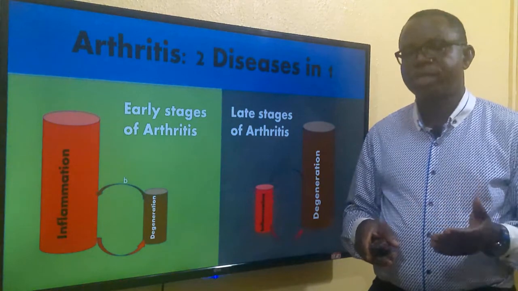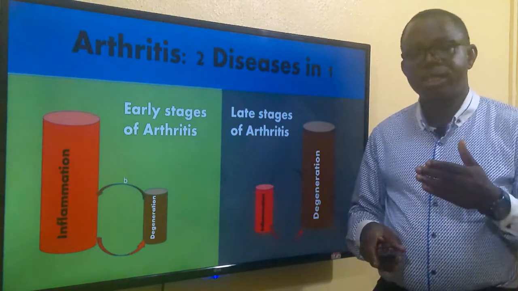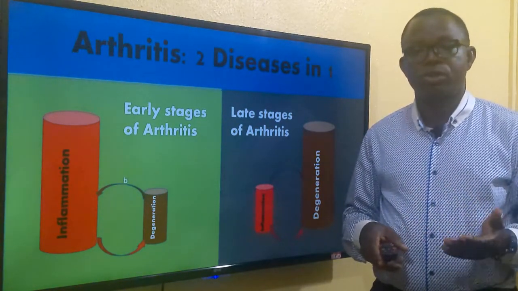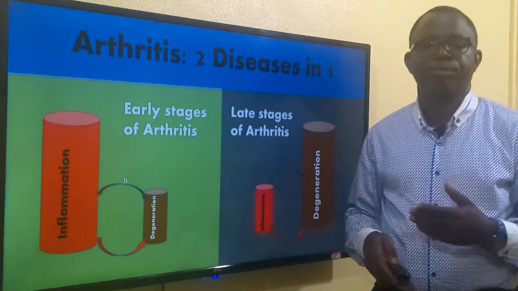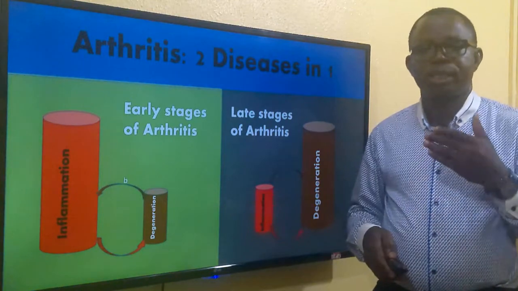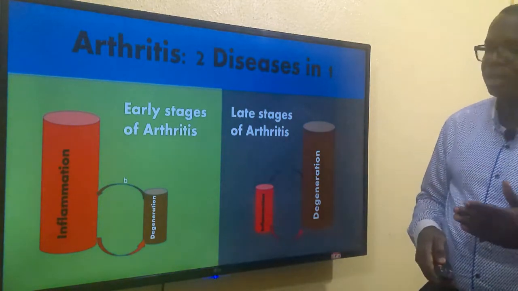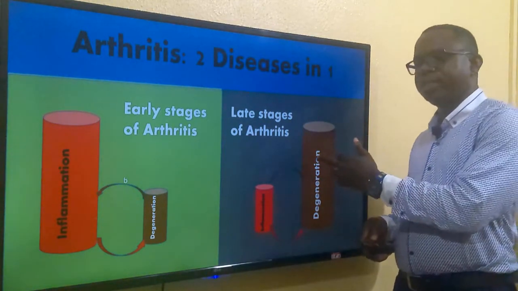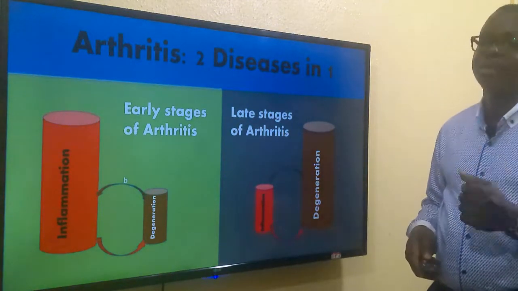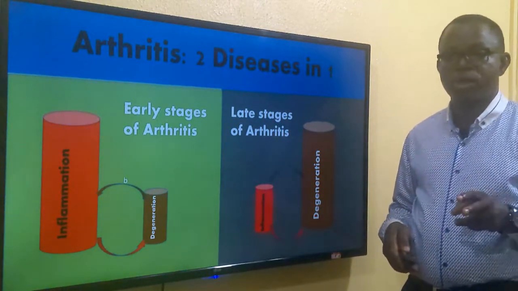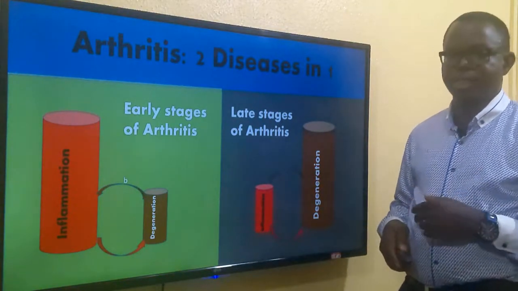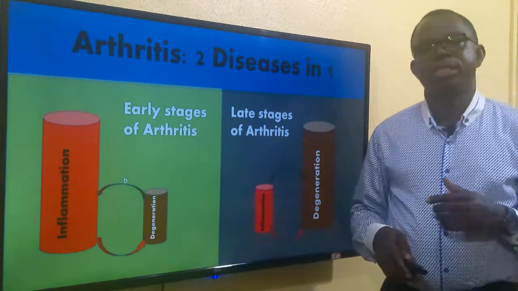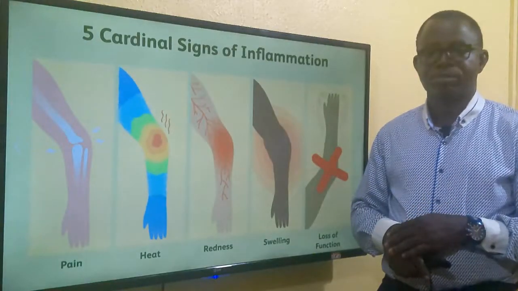But what happens is that with time, the destruction of the joint tissues like the ligaments and cartilages begins to come in. And it gets to the point when degeneration begins to overtake the inflammation. The two of them will still coexist, but degeneration becomes the predominant disease. And that's when arthritis is fully established.